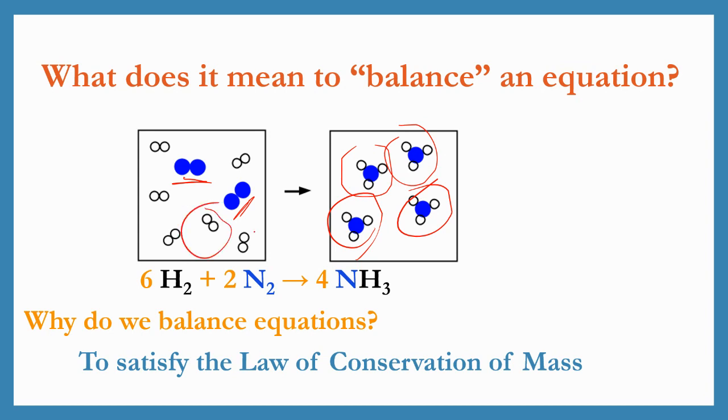And the same is true with these white ones, right? If you have 12 white ones on the left side, you need 12 white ones on the right side. So that's why we balance equations. It's basically because of Antoine Lavoisier. We're trying to satisfy the law of conservation of mass. What's on the reactant side has to equal what's on the product side.